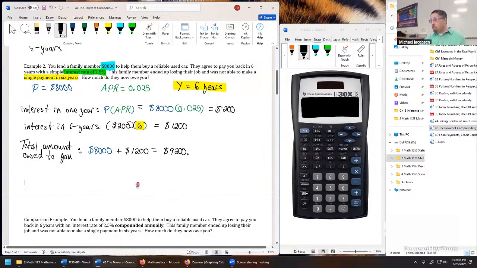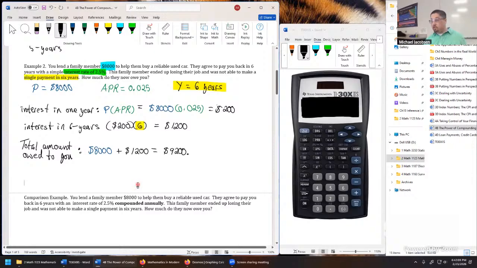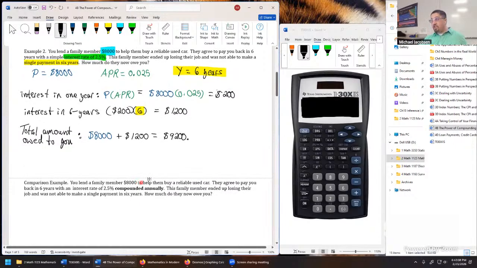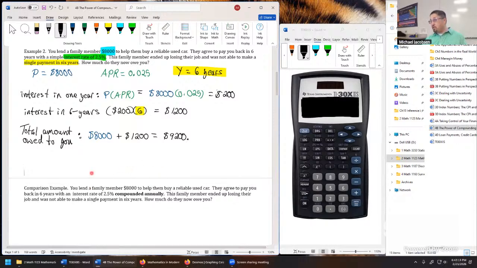So that's what this example down below is all about, the so-called comparison example. Here we're going to compare what's going to change when we go to the new landscape of compound interest. It's the same setup as before. Well, we're imagining this is going on with the bank, but let's say you decided to change to compound interest. Maybe you just didn't feel happy about that family member. They still lent them $8,000, so that's still going to be the principal amount. To buy a reliable used car, they agreed to pay back in 6 years. So we still have that as a term length.